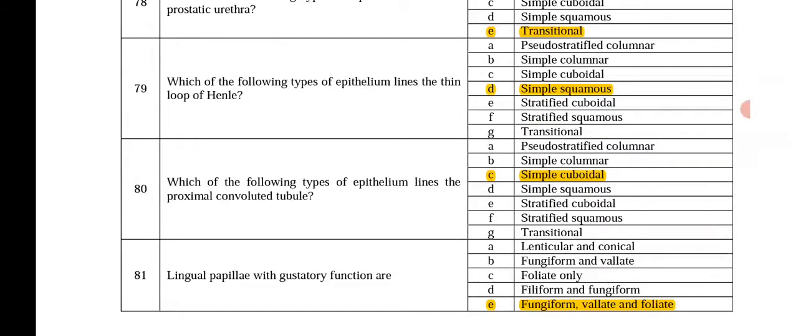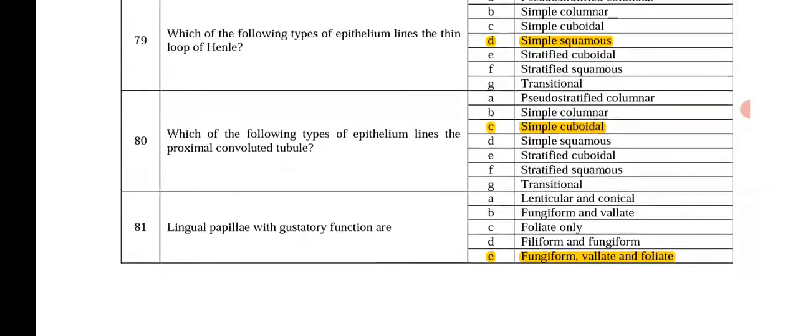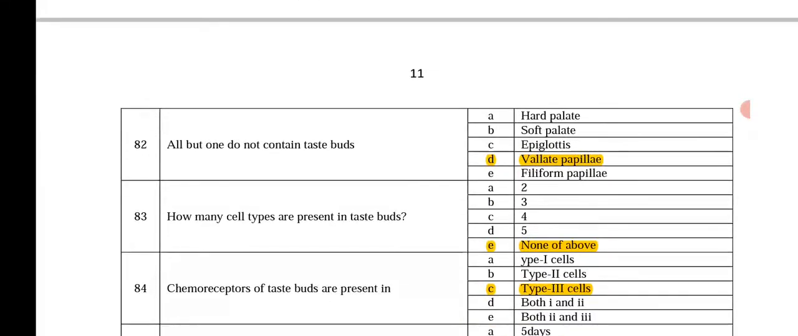Simple cuboidal epithelium. Lingual papillae with gustatory function are fungiform, vallate, and foliate. All but one do not contain taste buds. Vallate papillae. How many cell types are present in taste buds? None of above.